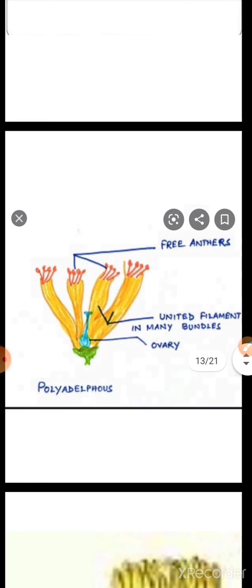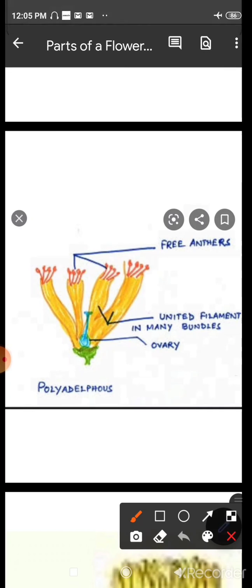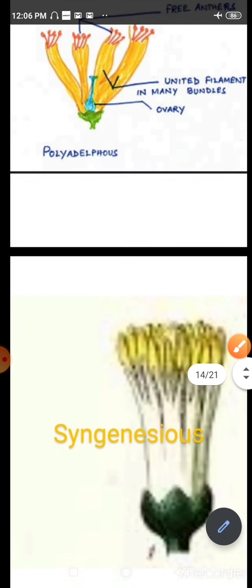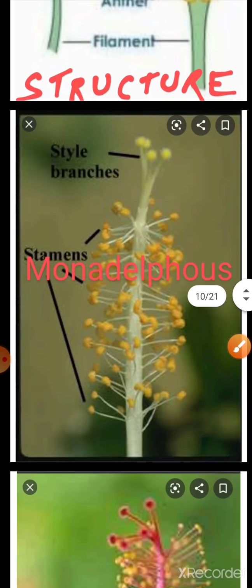If you look at this diagram, again we find united filaments in many bundles. These are the bundles 1, 2, 3, 4, and inside there are many filaments that form one bundle. Of course, here you can see this is the ovary region, and all the anthers are free. So that is the polyadelphous condition of the stamen.